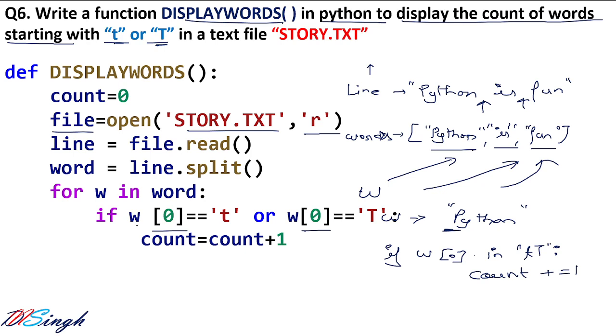Once you finish this loop, what is going to happen? You will have all such words which are starting from small t or capital T, and the count of those will be stored inside this count variable, and your job is to close the file pointer and then display the count, or return the count. So either you can display the count here, print, count of words which are starting with small t or capital T, and then you write the variable count which holds the number of such words in our file.